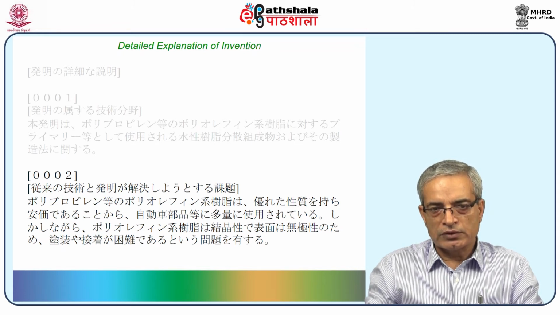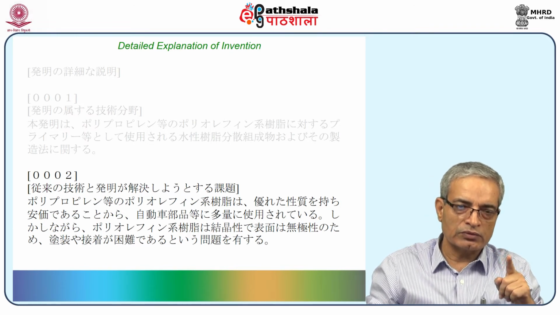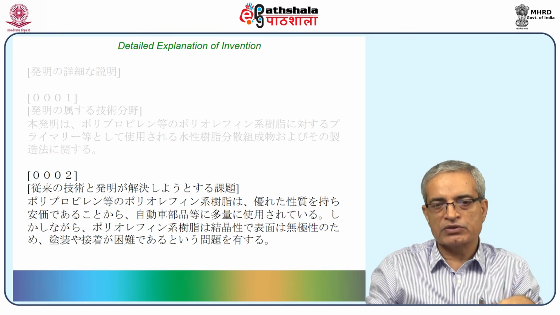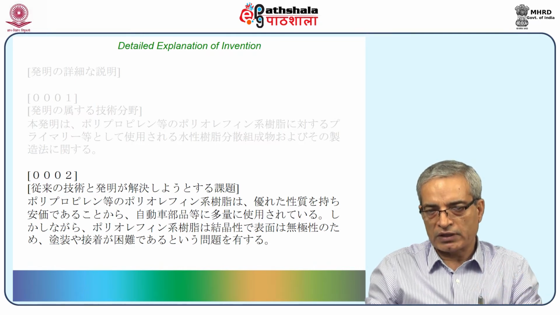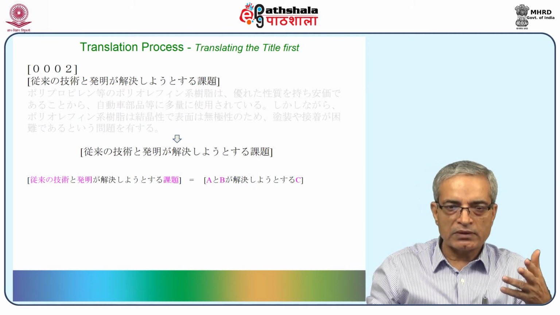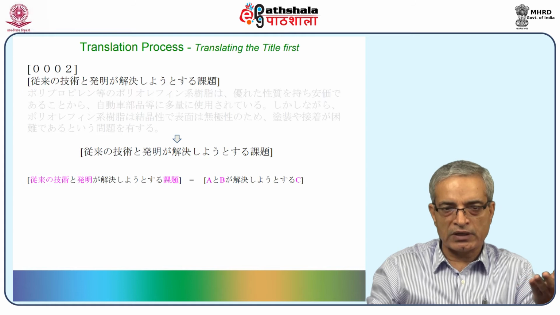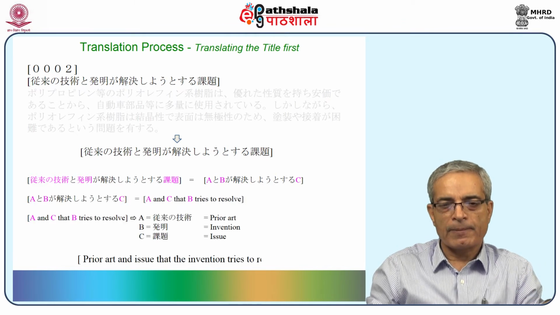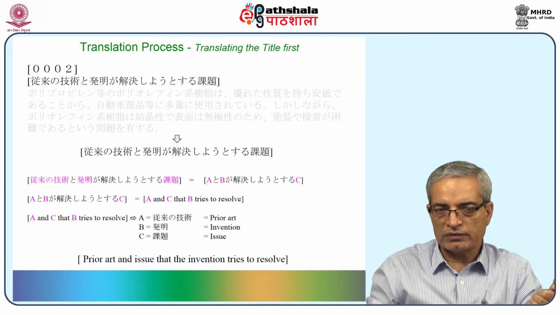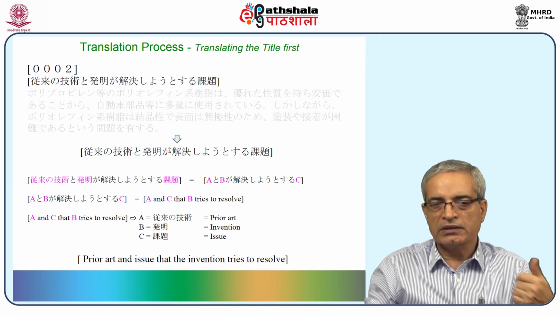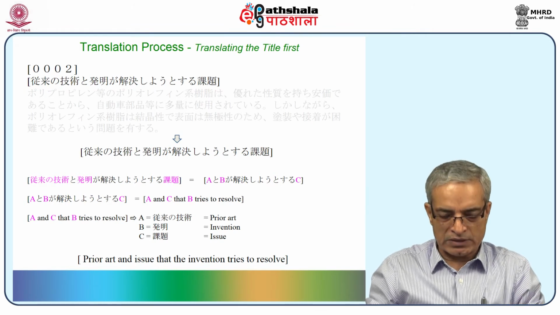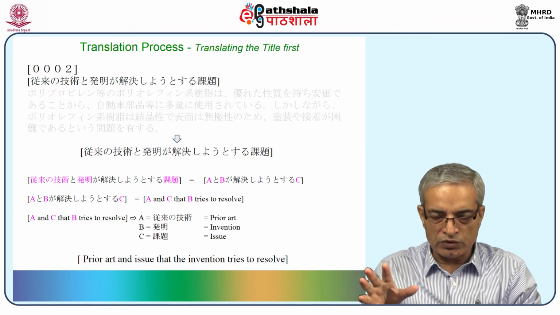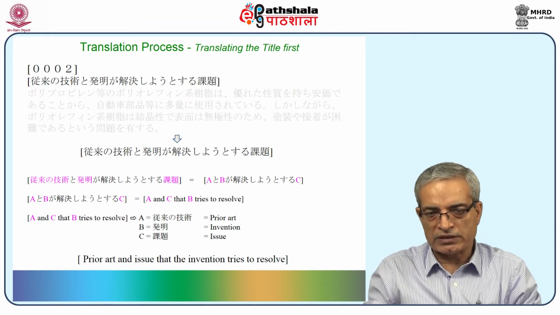So "mondai o yusuru", this is jurai no gijutsu, that means the technology which has been used so far, to hatsumei ga, and the issues that this invention kaiketsu shiyou to suru, attempts at solving. This is the first one I have just explained. So jurai no gijutsu to hatsumei can be replaced, kaiketsu shiyou to suru kadai again can be replaced. So A to B ga kaiketsu shiyou to suru C, meaning A and C that B tries to resolve. A was jurai no gijutsu, which is prior art basically, B is hatsumei, that is invention, and C is kadai. The prior art and issue that the invention tries to resolve, this is not very good, but as such the translation comes like this.